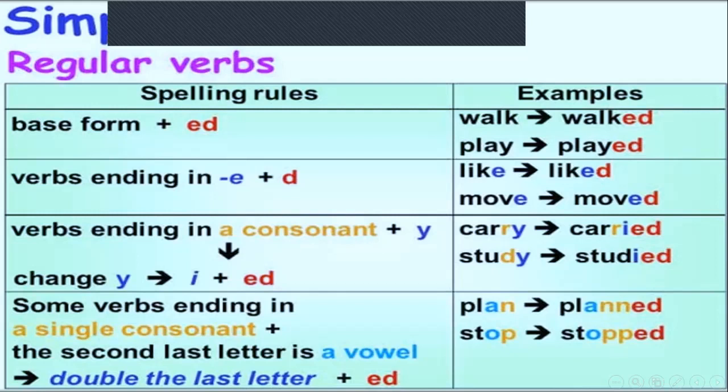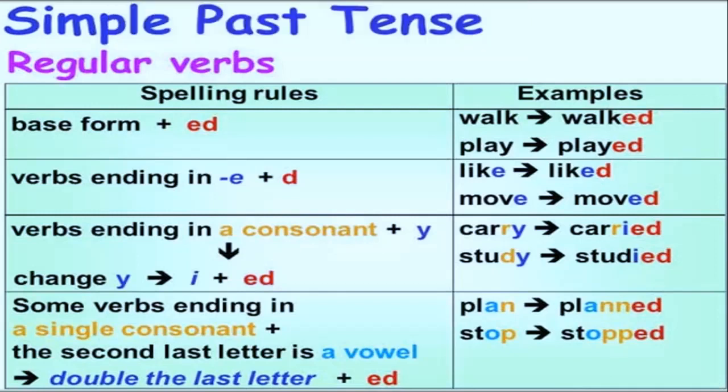Number 3, my students, verbs ending in a consonant plus y. What is the meaning of consonant? We have in English vowel letters and consonant letters. Vowel letters like what? Excellent: A, I, O, U, E. But consonant letter means all the letters from A to Z except these 5 letters.